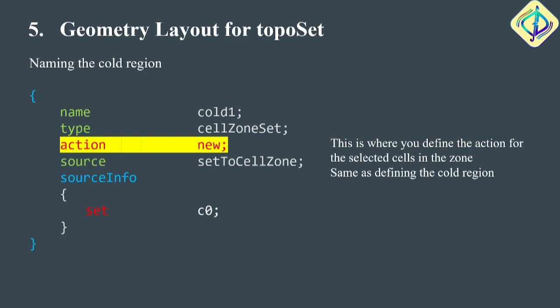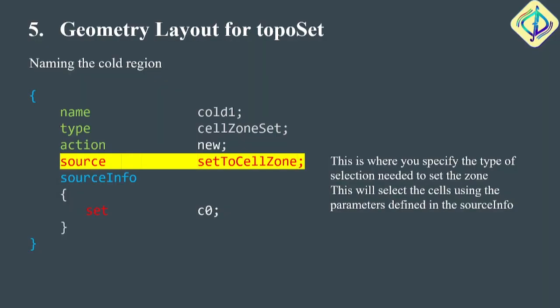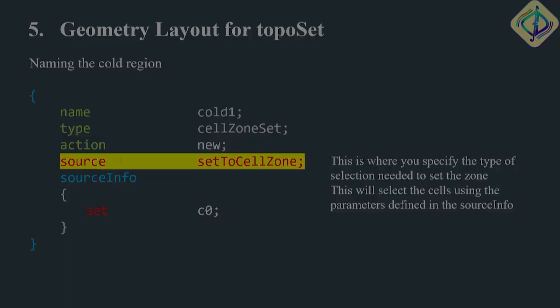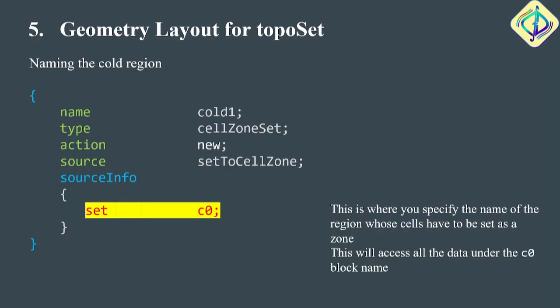Under action, since we are creating a new zone, we are using the action new. Over here you can use different options; you can use delete as well, so there are multiple options for that. And under your source type, you will specify the source type you want, and this will select your cells using the parameters defined under source info. So for source type, you're specifying set to cell zone. Now this will access your set, that is set C0.